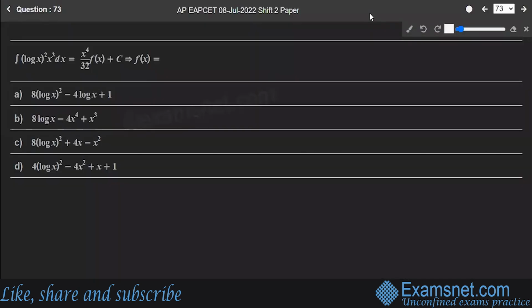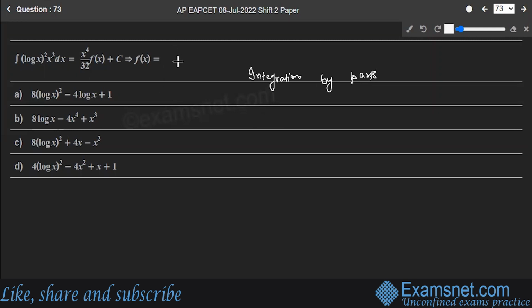Question number 73. This is an integral problem. You are having log x whole raised to power 2 into x cube dx. This is equal to this expression. And here you have to find out what is the value of f(x). That means you are having two functions in this integral portion. This is the first and this is the second function. Easy as that. We'll be using integration by parts. So let's solve this problem by using integration by parts.